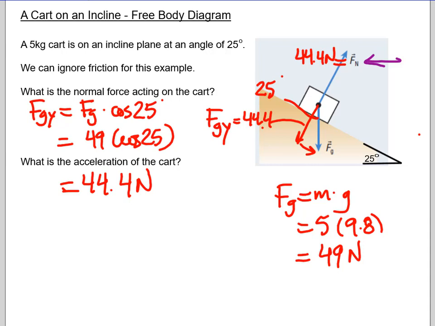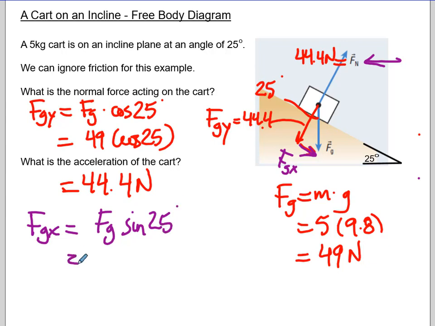Okay. What is the acceleration of the cart? Well, the acceleration of the cart is going to depend on this vector here because it's the one that's unbalanced and it's going to help move that object down the ramp. So I might call that FGX just for discussion purposes. Okay, so now to get FGX, I would have to do FG sine 25. Okay, and that would be, for the interest of space, 49 times sine 25, and I would have 20.7 newtons.